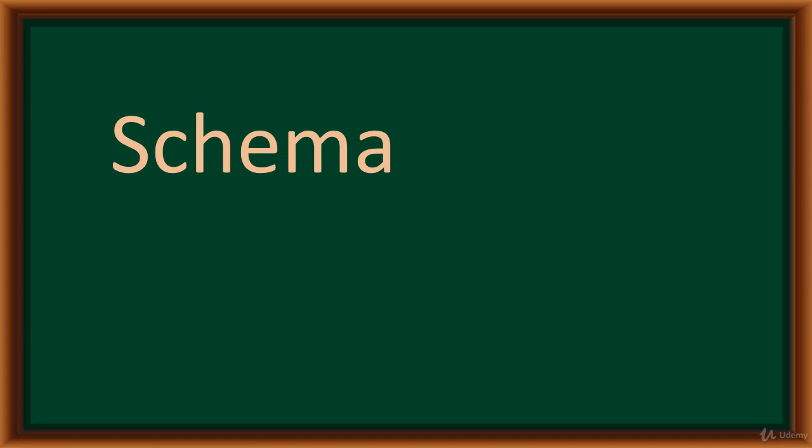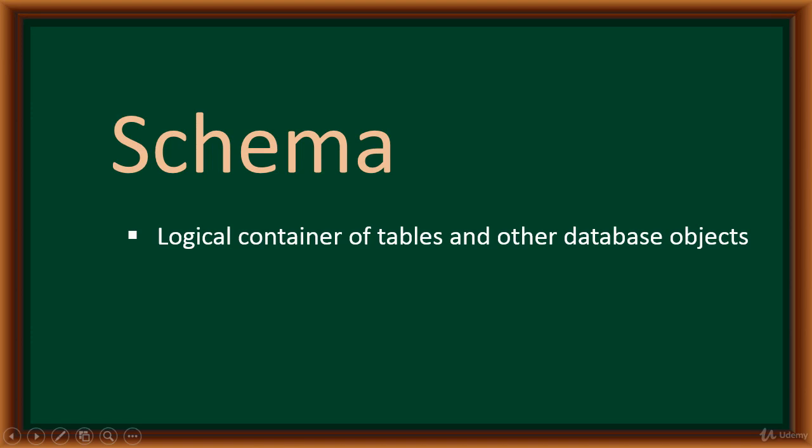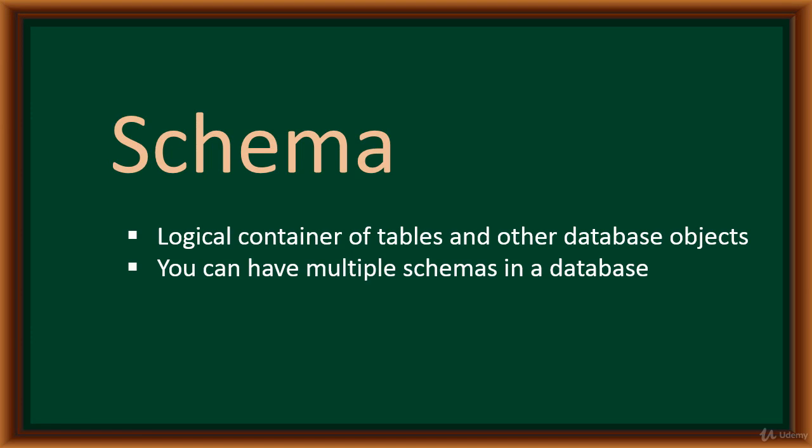What is a schema? A schema is a logical container of tables and other objects inside a database. Each Postgres database can have multiple schemas. A schema is useful in a production environment in that you can assign permissions to different IT professionals to perform various tasks within a specific schema.